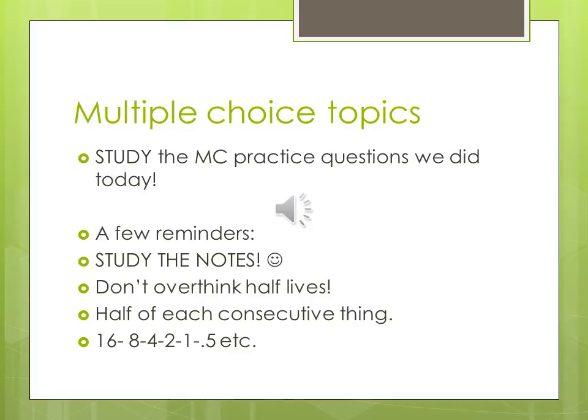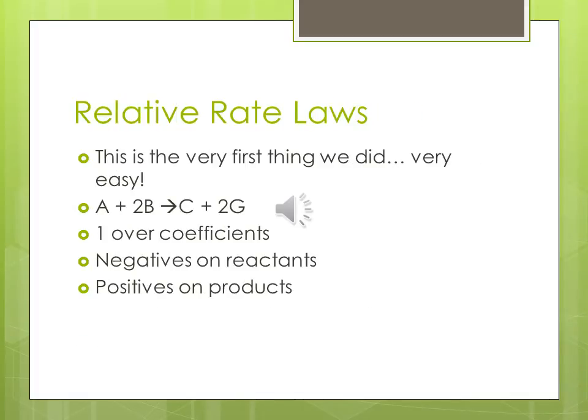We are going into relative rate laws next on the next slide. So you want to go ahead and have that out. That's one of the very, very beginning things that we did in our unit on kinetics. You might see a relative rate law question thrown here or there. It's very easy. This is what we did the very first day. You've got it in your notes. This is where you put the 1 over the coefficient. And you just remember that your reactants are negative and your products are positive. That's because in a reaction, your reactants are disappearing and your products are appearing as the reaction proceeds.